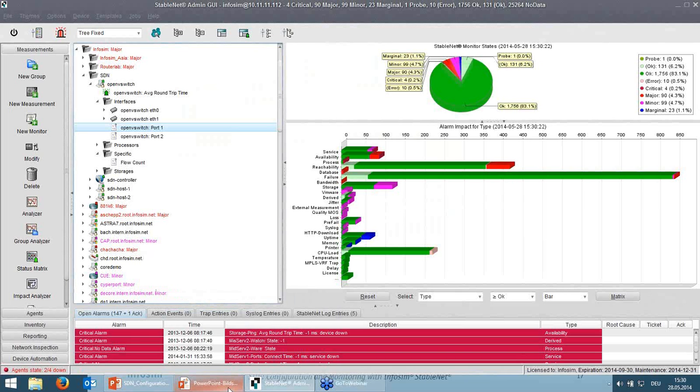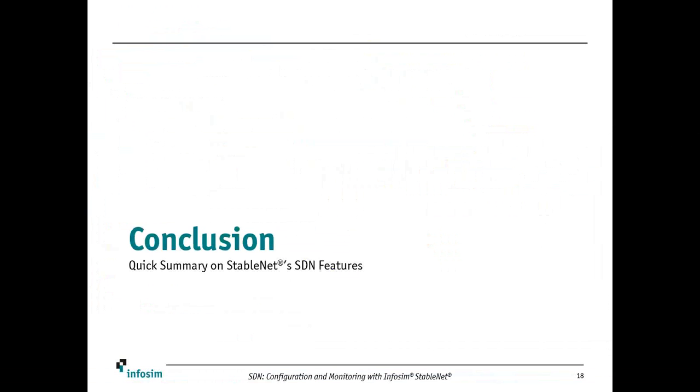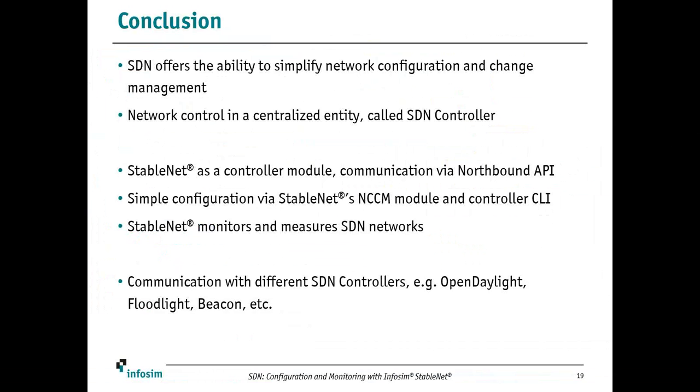Now we come to the end of the presentation. At this point I want to summarize the presentation. We have seen that SDN offers the ability to simplify the network configuration and change management, and that we have a central entity to control the underlying network, which is simply called controller. In our demonstration we have used the OpenDaylight as controller. At this point it should be mentioned that the OpenDaylight controller is only an example. We also support some other controllers like the Beacon or the Floodlight controller.